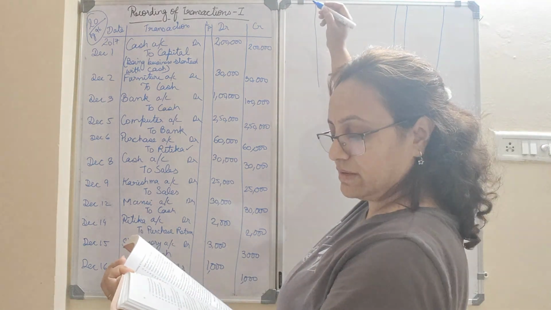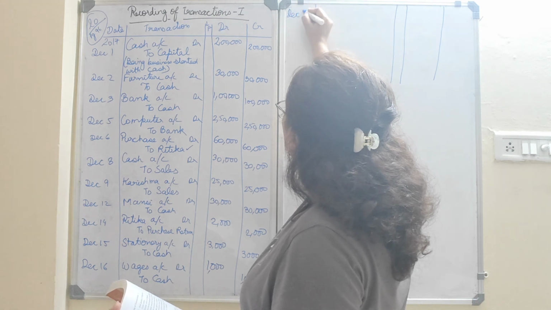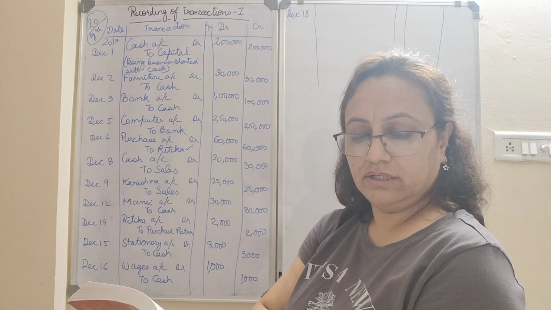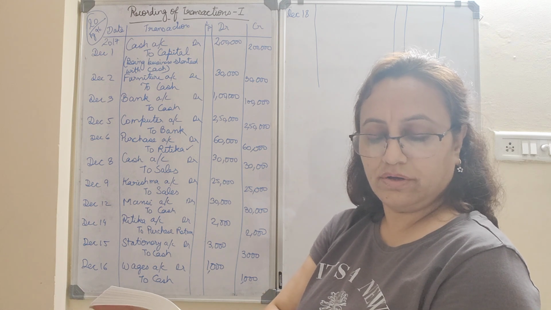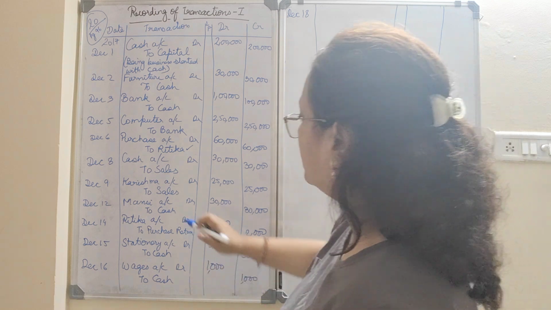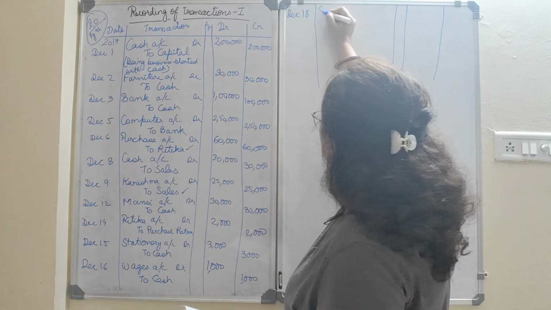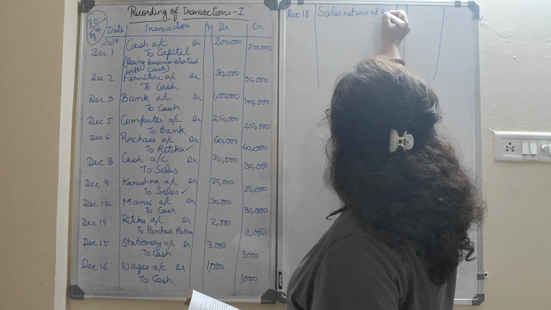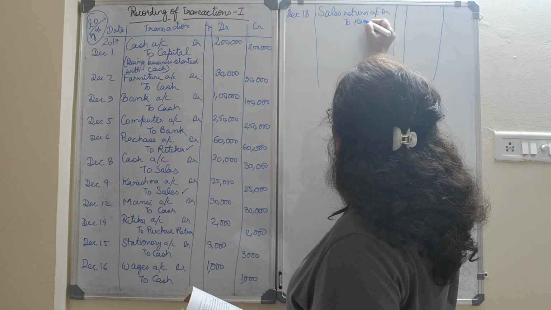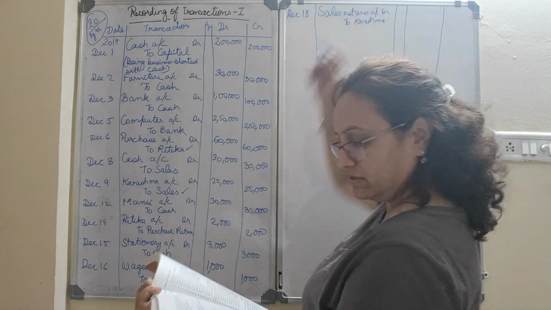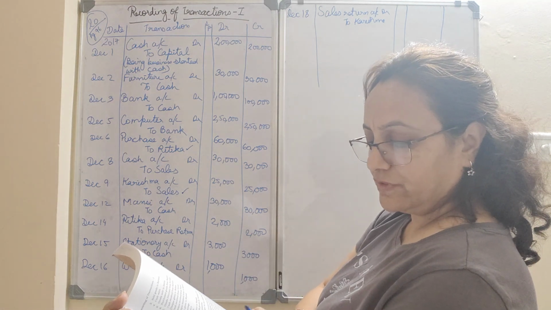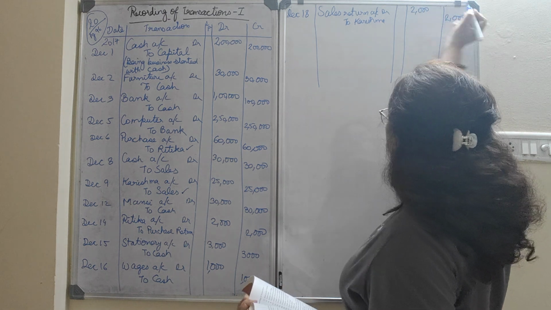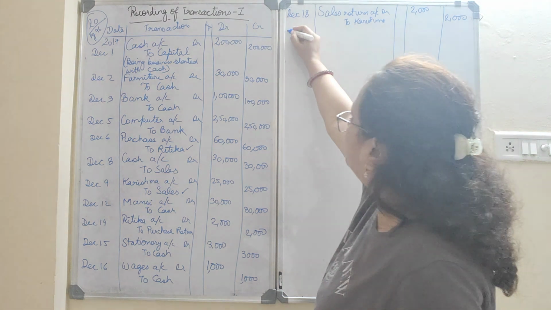Now we go to December 18. December 18 it is goods returned by Karishma. So we had sold, now she has returned it back. So it will be sales return account debit to Karishma. How much has she returned to us? 2,000. We had returned to one party, the other party has returned to us. Okay. Now December 20.